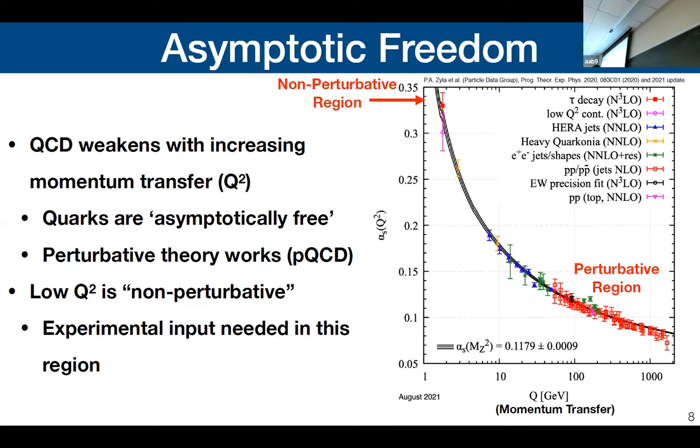In this region, known as the perturbative region, perturbation theory works, and we can do calculations of many observables that we'd like to study. However, in this other region, known as the non-perturbative region, it's very difficult to do theoretical calculations. Therefore, experimental input is very valuable. And I'm an experimentalist, so of course, I find this non-perturbative region very interesting.